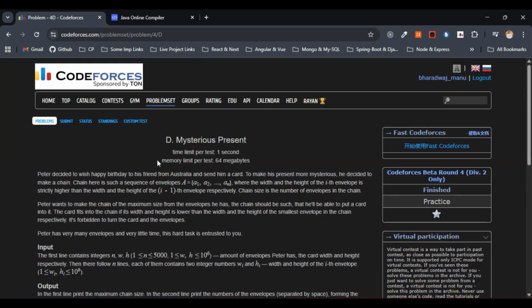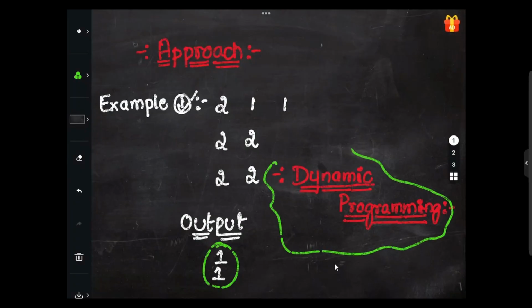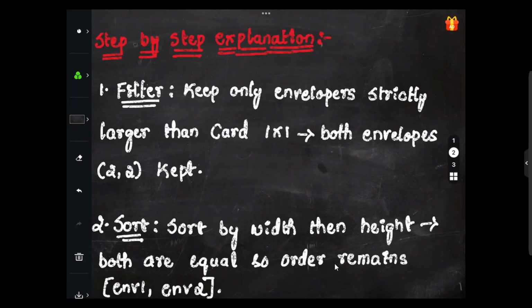Let's discuss the approach followed by the complexities, and then let's write the code. As usual, let's discuss the approach. Here I have considered the same first example that they have given in the question. So 2 1 1, 2 2. The output that we need to get here is 1 1. One thing I want to tell you is we will be making use of dynamic programming, or DP, to solve this particular problem. Just keep this in mind.